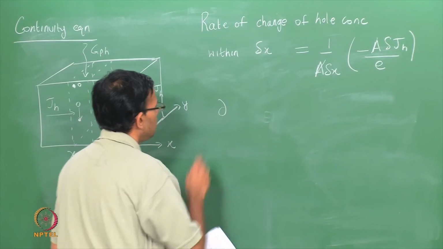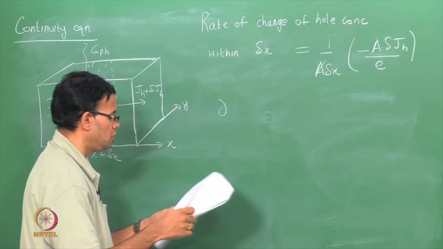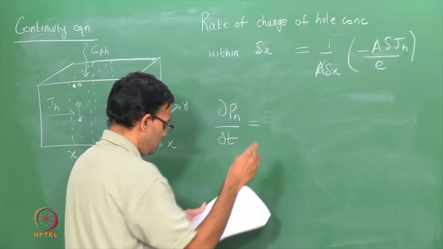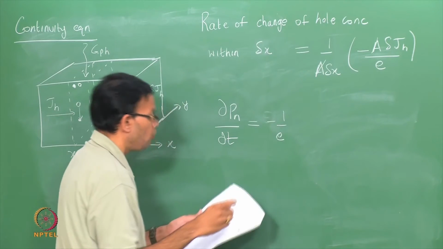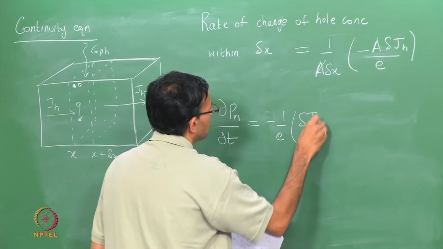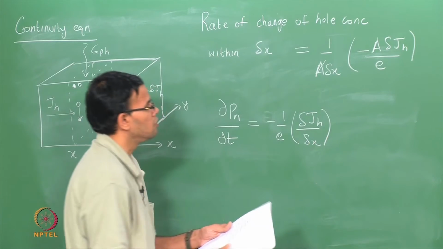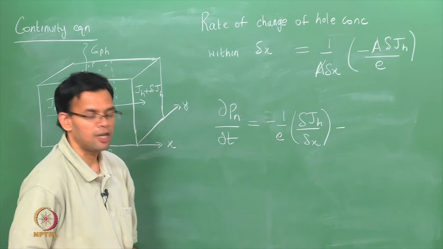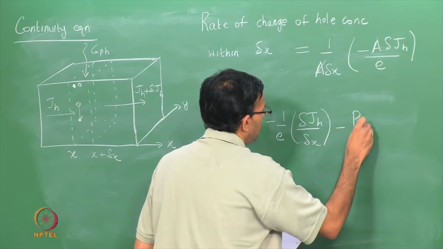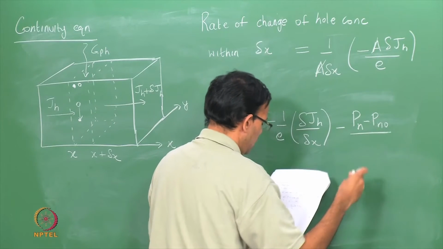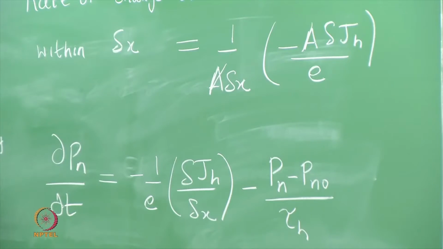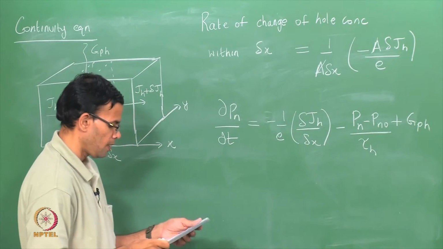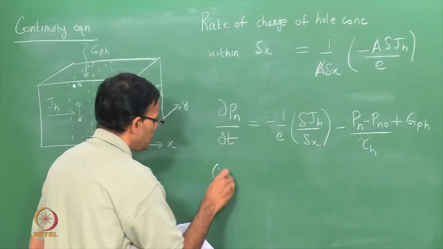We can relate this to how the concentration of holes actually changes. So, dou Pn over dou T is nothing but minus 1 over E dou JH over dou X. It is just this term that is written here, minus the holes that are lost due to recombination, Pn minus Pn naught, which is your excess holes, divided by tau h, plus the holes that are generated, which is GPH. This equation is called your continuity equation.